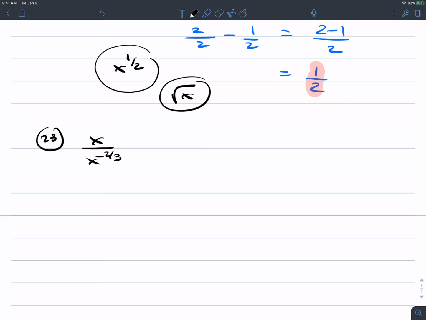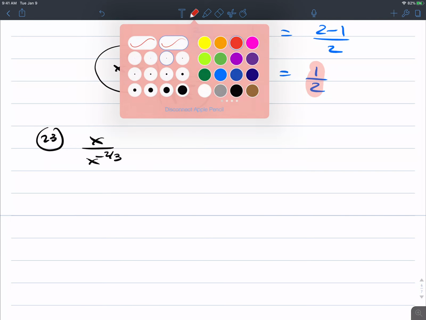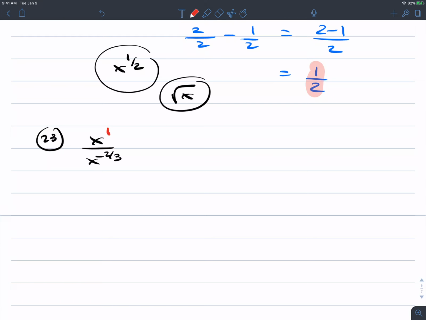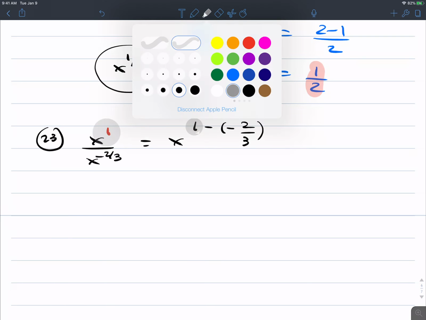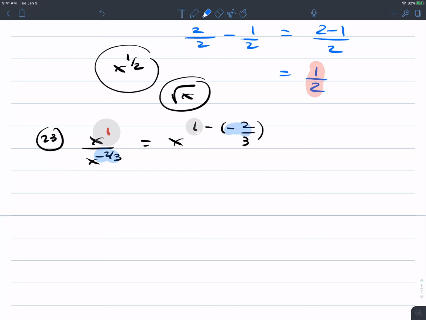So number 23, we have x over x to the minus 2/3. And if they don't have a power, that's what? 1, is that right? So now, let's remember, we keep the base, and we what? Subtract our powers. Now, I want to illustrate something here, because this is where people can get a bit confused sometimes, right? My numerator here is 1. Okay, so I'm going to start with that 1 when I subtract the power. The denominator here is actually a negative fraction, negative 2/3. See that negative 2/3?